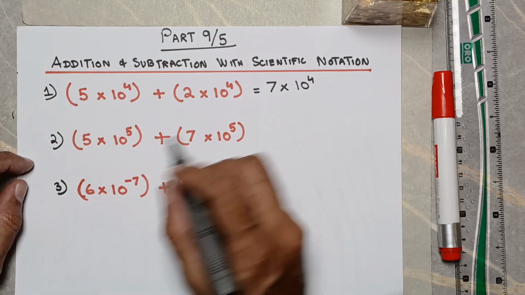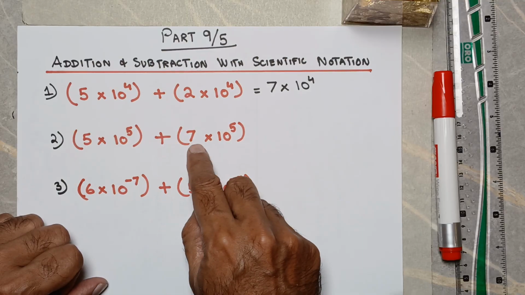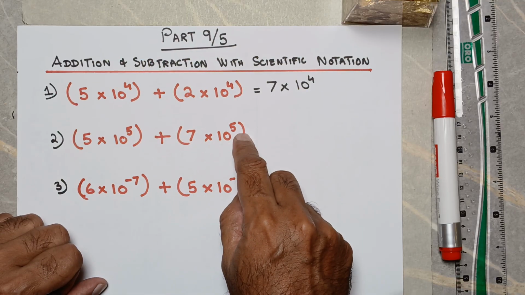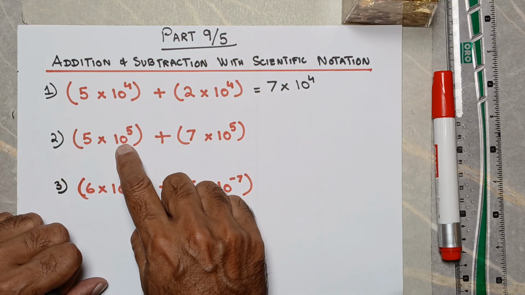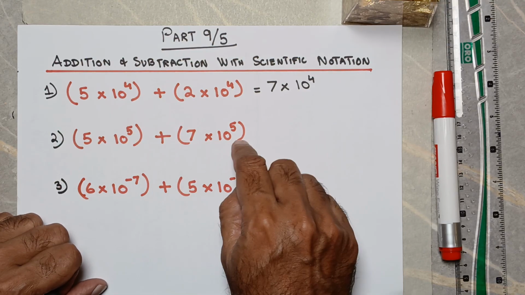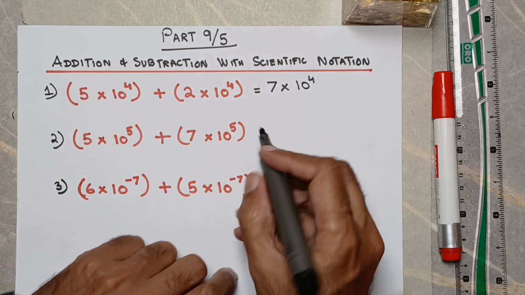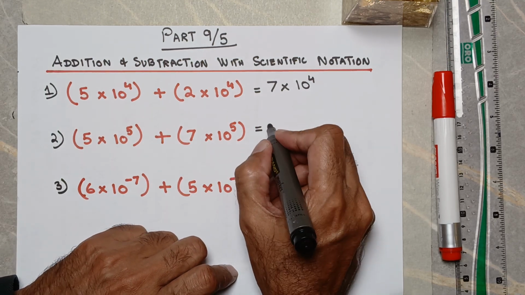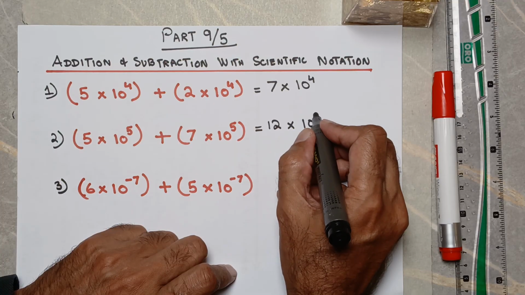In the second problem, we have 5 times 10 raised to the power 5 plus 7 times 10 raised to the power 5. In both cases, the powers are the same, 10 raised to the power 5. Simply add the numbers 5 plus 7, that makes 12. So we get 12 times 10 raised to the power 5.